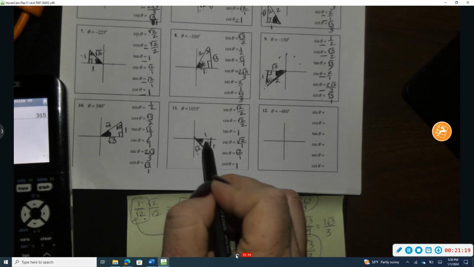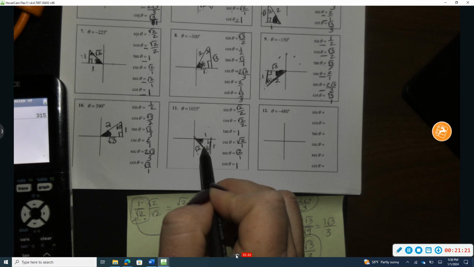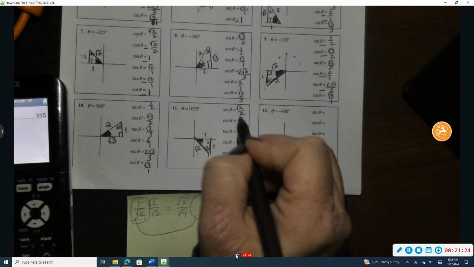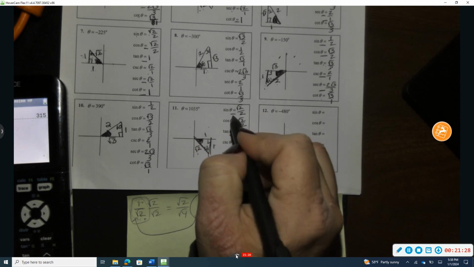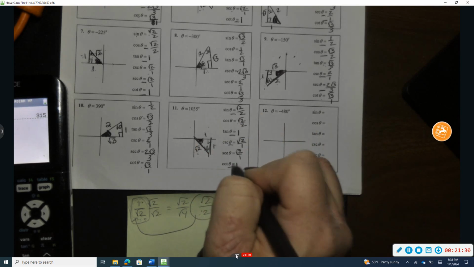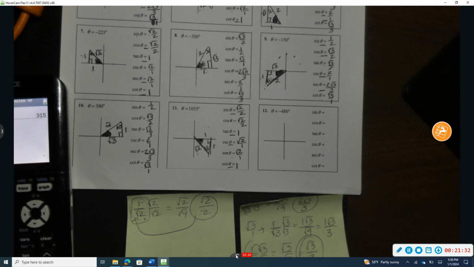In quadrant number 4, all-star trig class. Class starts with a C, so only cosines are positive, and the reciprocal. Everything else gets a negative. So everything else except for the cosine and its reciprocal are going to be negative.